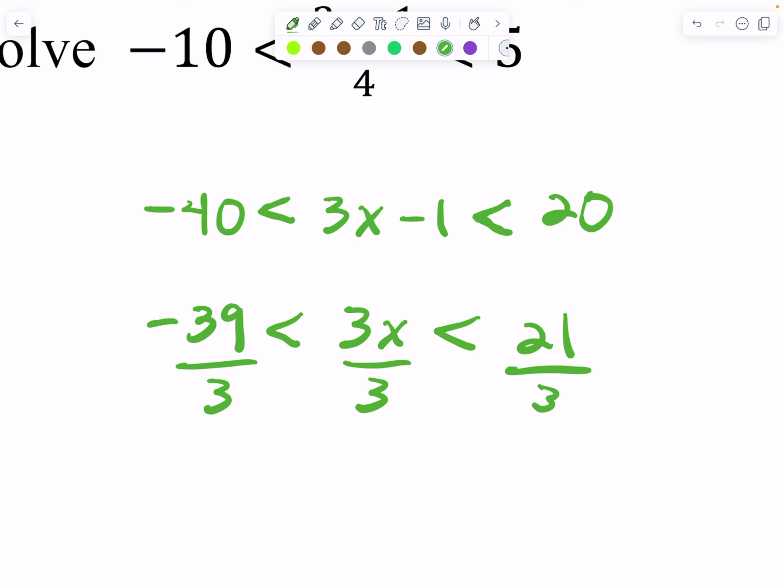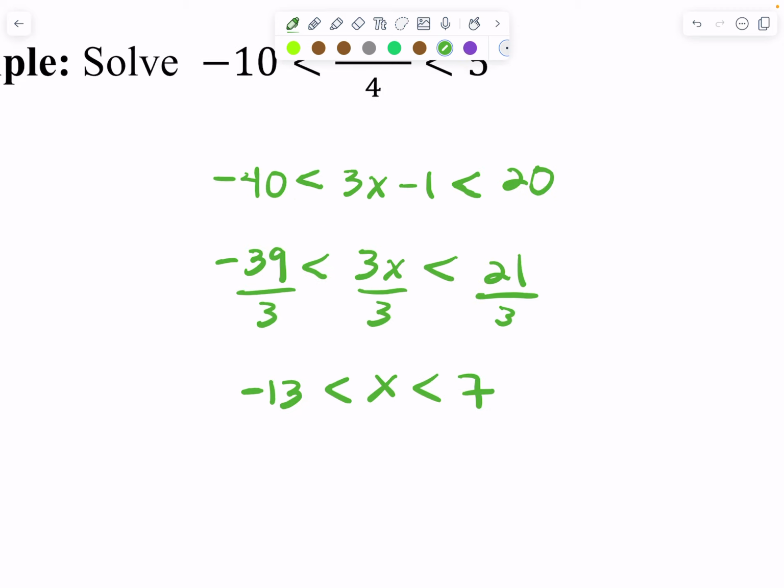You do want to be careful that you don't accidentally make a false statement while you are trying to go through the process of isolating x. Even if you do end up with the correct inequality at the end, you cannot make a false statement in the middle of your work. So if I was dividing by -3, I would be writing that as another step where I have shown that I have switched the inequalities. So what is that? -13. X is greater than -13 and less than 7.